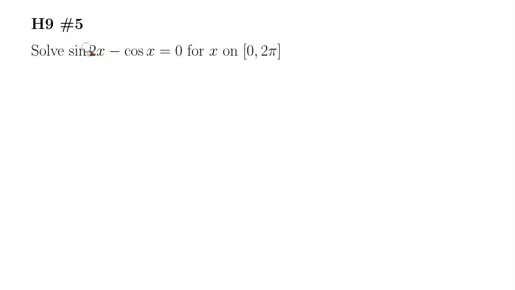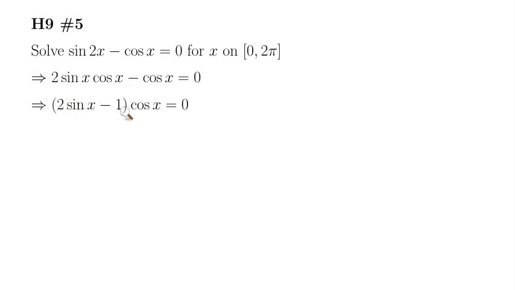First, using a trig identity, I can rewrite the sine of 2x as 2 sine of x times cosine of x. So it's going to look something like this. We have 2 sine of x cosine of x, which is exactly the same thing as sine of 2x, minus cosine of x. Then you can see that the cosine of x is in common, so we can pull that out.